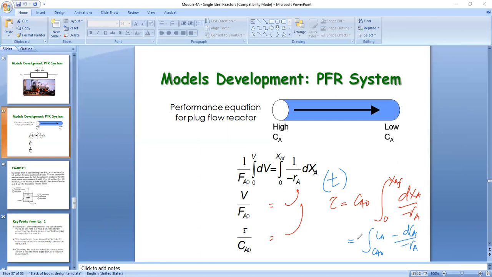Now, this is your performance equation for the PFR. So you only have three performance equations to take note of: for the batch, which is similar to the PFR, and for your CSTR, where there's no need for you to integrate. Then just add to that the formula for determining the tau, which is either V over V sub O or CAO V over FAO.